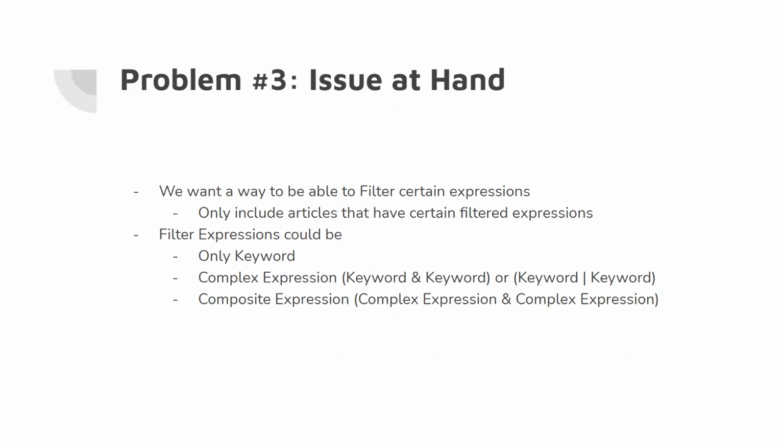Now, finally, our third issue was that we want to be able to filter certain expressions and only include articles that have certain filtered expressions. Filter expressions could be only keywords. They could be complex expressions, such as a keyword and a keyword, or a keyword or a keyword, or they could be composite expressions, which contain complex expressions and other complex expressions, joined by some type of operator.